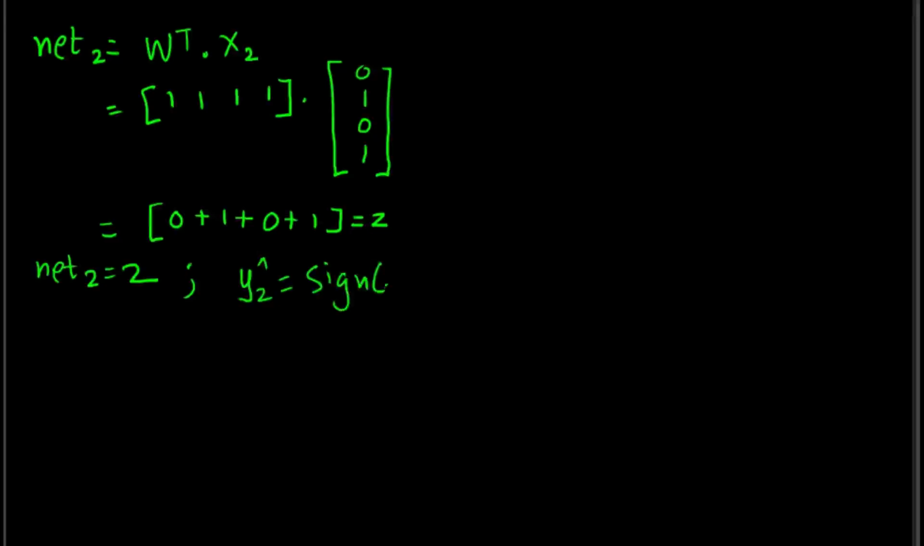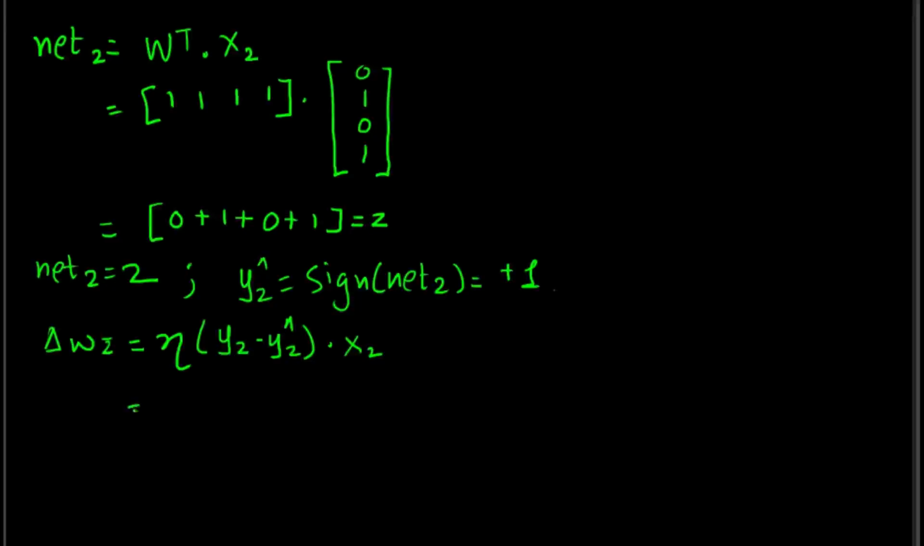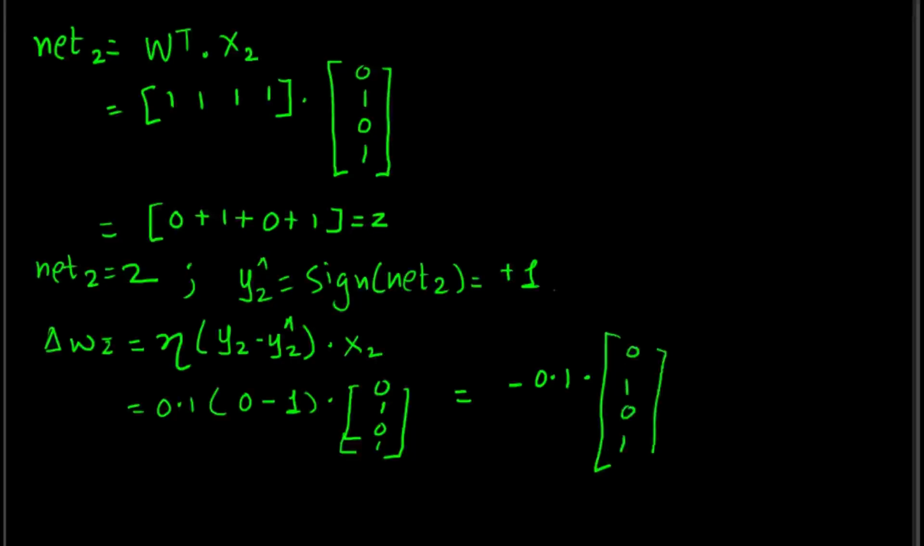Now let us calculate the change in the weight vector. So delta w2 is equal to eta into y2 minus y2 cap, into x2, which is nothing but 0.1 into y2, which is 0, minus 1, into x2, which is 0, 1, 0, 1. So this will give us minus 0.1 multiplied to x2, which will give us 0, minus 0.1, 0, minus 0.1, and this is the change in w2.